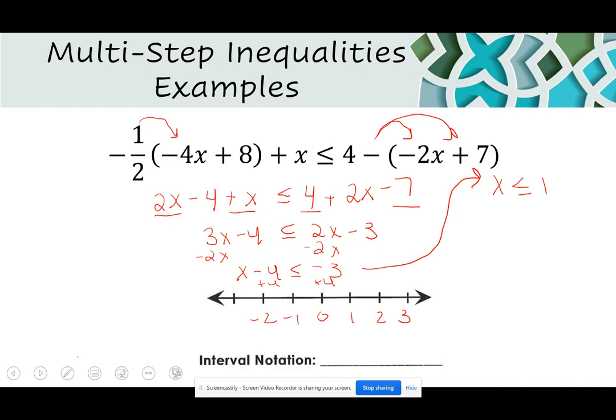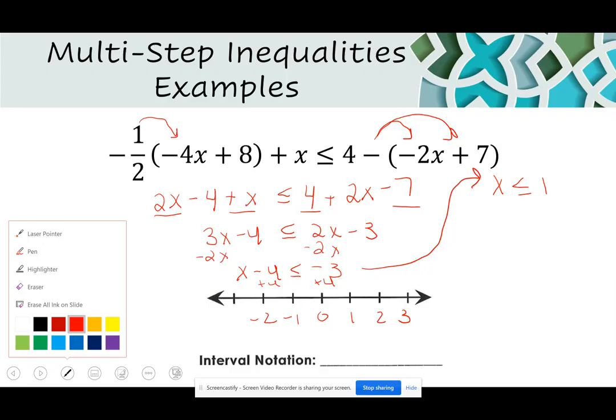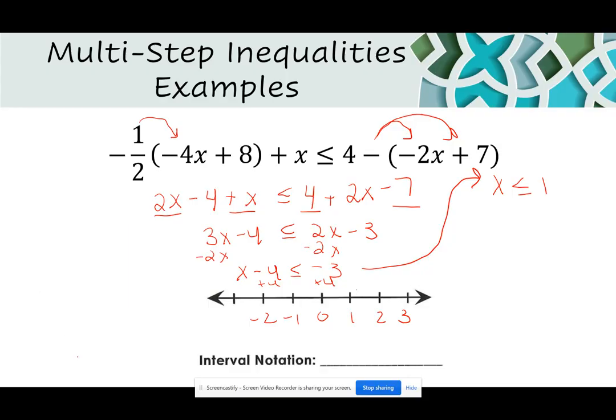So we will find 1 on our number line. Draw a circle around it. It will be a closed circle because it's less than or equal to. So this is included in our answer. We want everything less than this, so to the left. Because, for example, 0 is less than 1, negative 1 is less than 1, negative 2 is less than 1. So these are all of our answers.